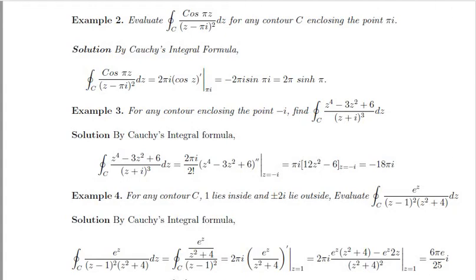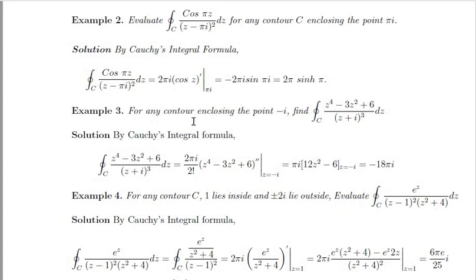Therefore, we are applying Cauchy's integral formula, that is, the integral over C of cos πz divided by (z − πi) whole square dz is equal to 2πi into f dash of z. Here f of z is cos πz, therefore we take the derivative. The derivative of cos z is minus sin z at the point πi. We substitute this, giving 2πi sin of πi. That can be written as 2πi into sinh π, applying the result that sin of ix equals i sinh x.